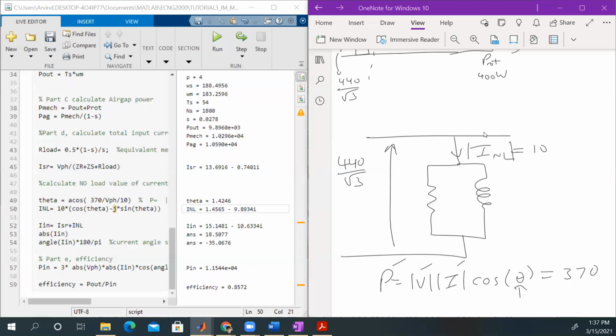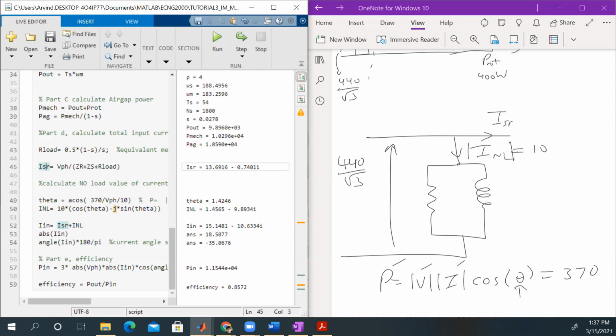So we have the current here worked out, which was I_SR according to our script. And then we have here I no load. So I_in is simply the sum of both of them, right?